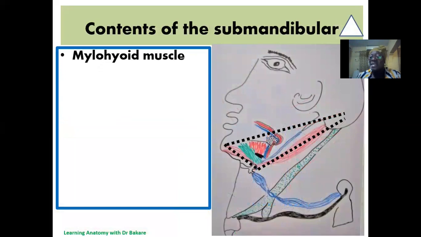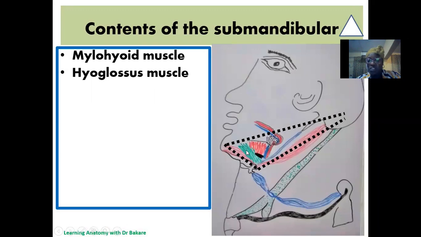Content of the submandibular. This is the submandibular triangle. The content include the mylohyoid muscle. The mylohyoid muscle, we said that it connects the hyoid bone to the mandible. We have the mylohyoid muscle here. The mylohyoid we've described as a component of the submental triangle. So this means that part of the mylohyoid muscle extends into the submandibular triangle. And that is why you have part of it within the submandibular triangle.